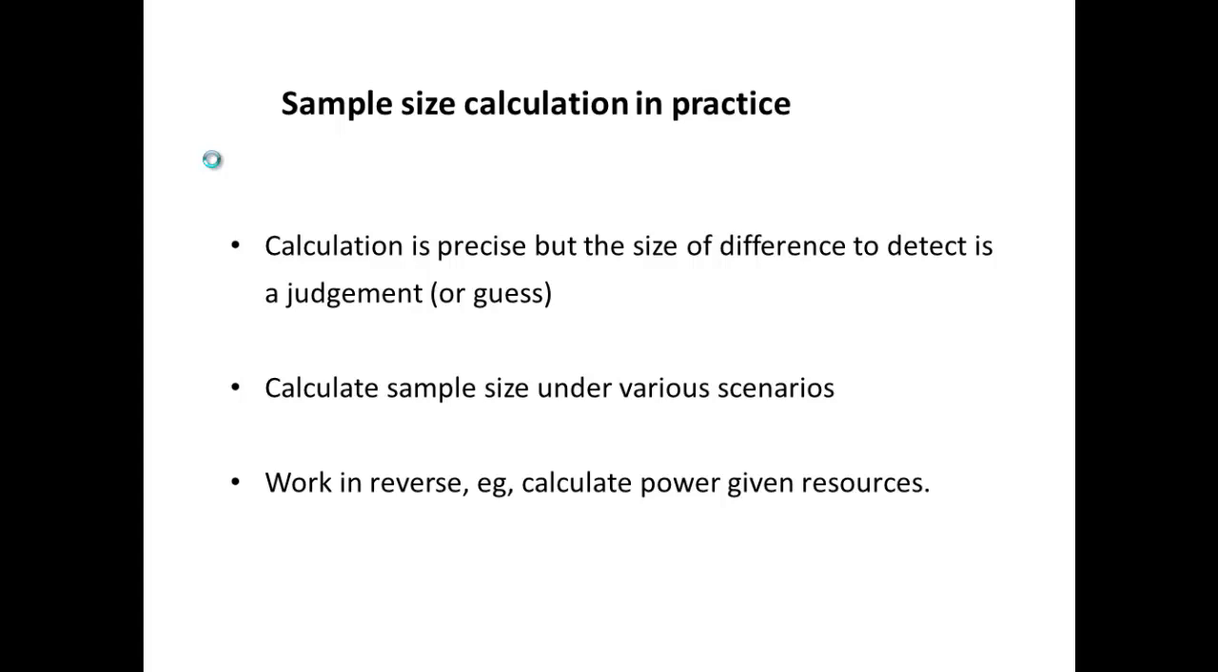Sometimes we might work in reverse and calculate what power we would have for a given sample size and effect size. For example, in some situations, we may know that we only have resources to study a certain number of people. So in this case, we work out whether studying a sample of a particular size is likely to give us enough information to answer our research question. If the power is likely to be small, then it's better not to waste resources on a likely futile study.